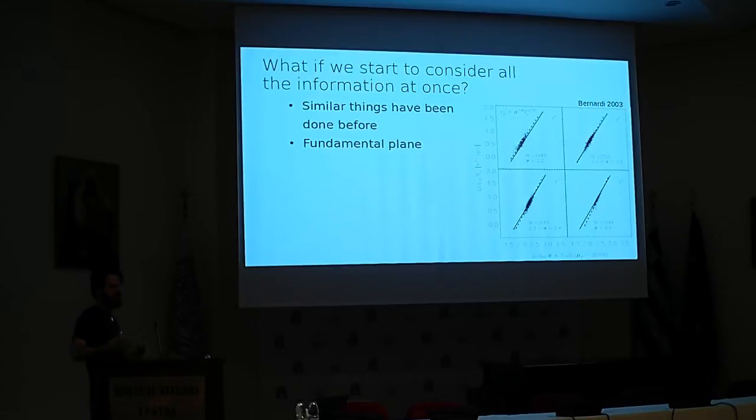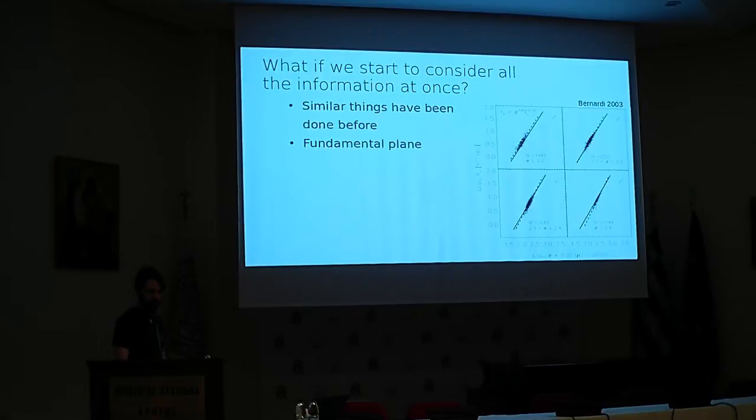This isn't unique; trying to do this has been done before. I think the most well-known example is the fundamental plane of galaxies. This is from Bernardi 2003, just showing an example of having a correlation that is scattered and then adding in a third variable can give you a plane, which suddenly gives you a much smaller deviation from the relation that you can fit. So can we do this with what we have?